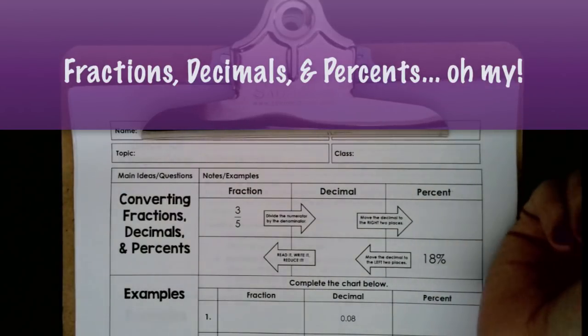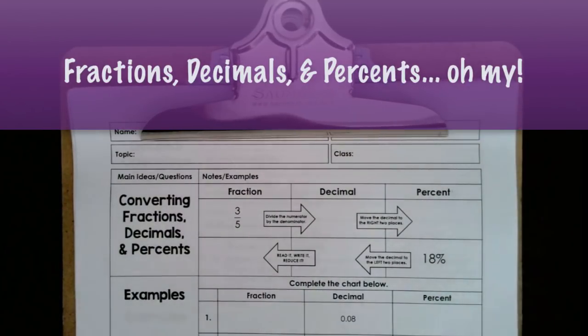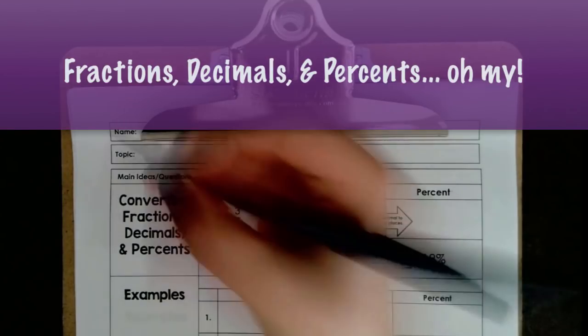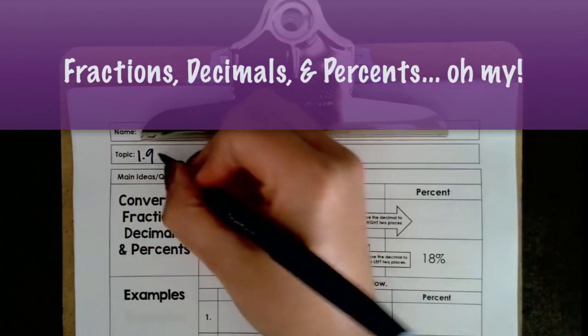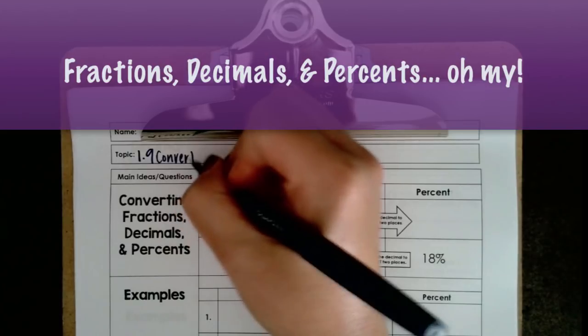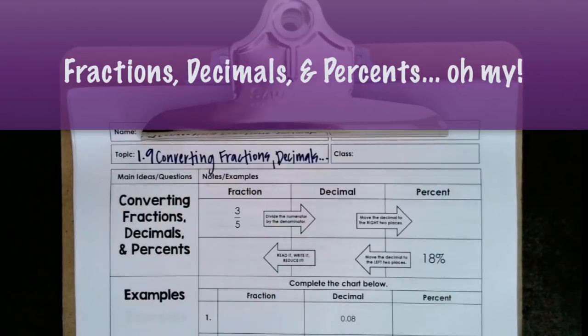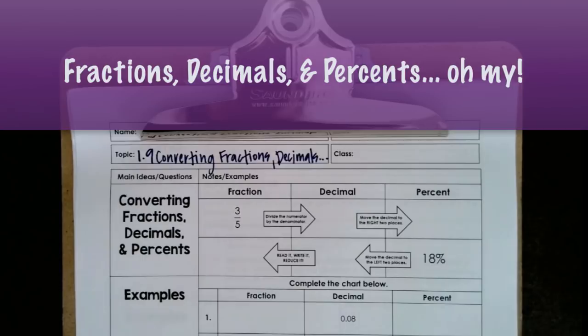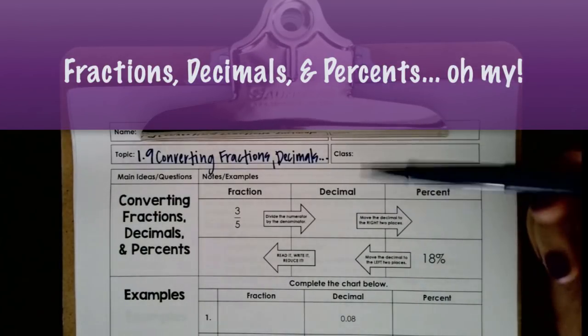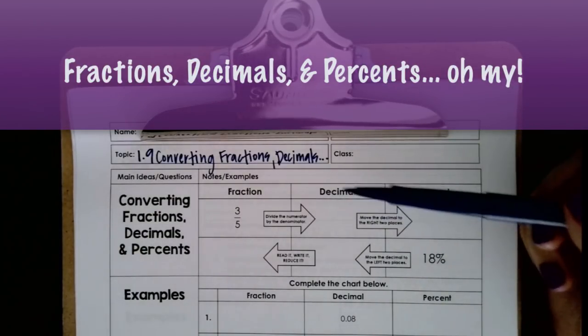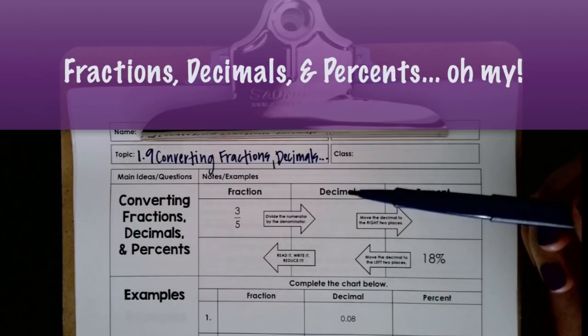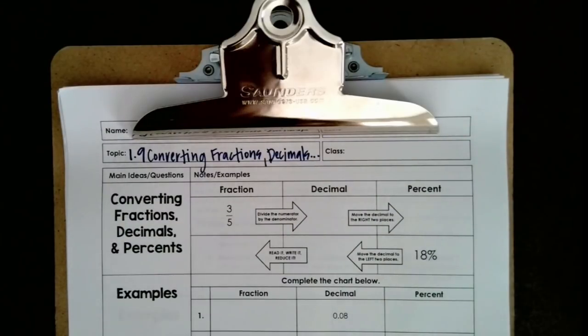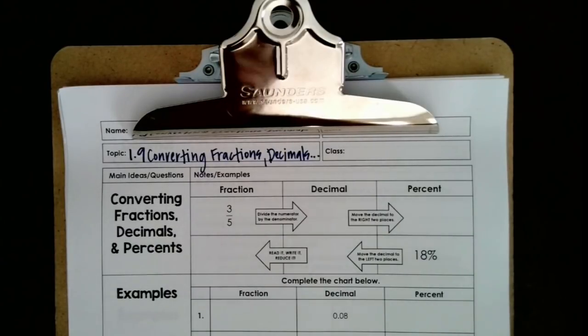Guys, this is going to be our very first video lesson, and today we're going to be filling out notes 1.9, converting fractions, decimals, and percents. Now, to convert fractions, which we've been studying for the last few weeks of school, all you're going to do is use your calculator like we've been doing before. You're going to take your calculator and put 3, hit the division sign, and then hit 5 and hit equals.